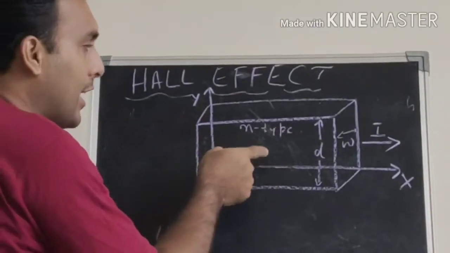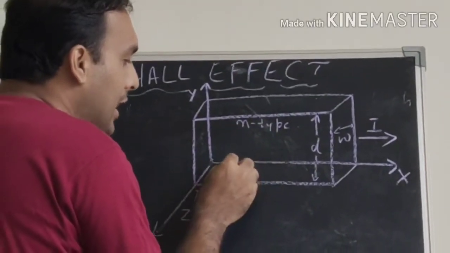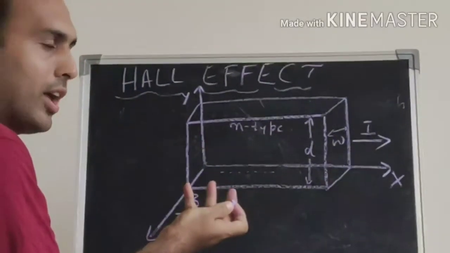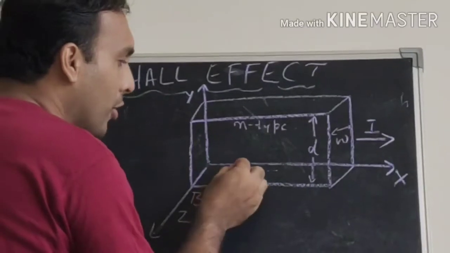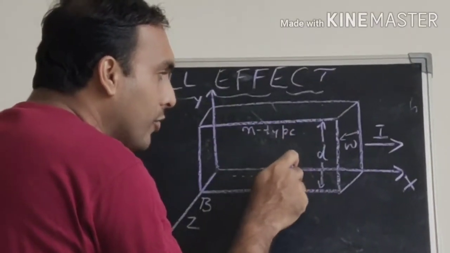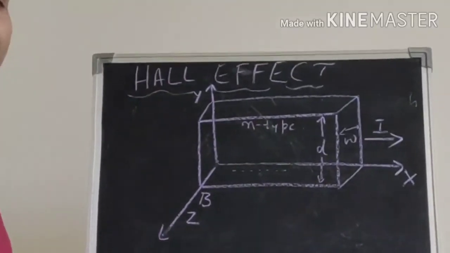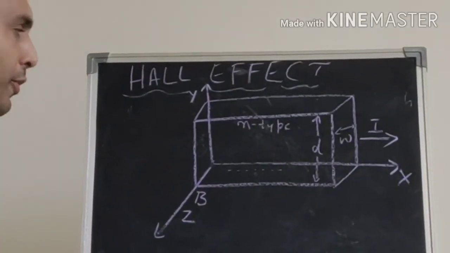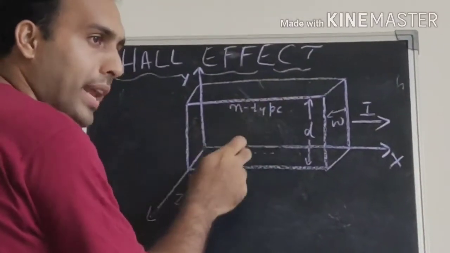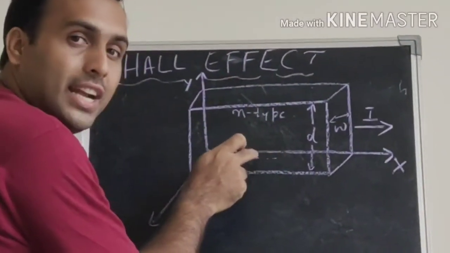So, if you neglect the holes, all the electrons come. That means electrons are negatively charged particles. Therefore, the negative charge accumulates on the lower end of the N-type semiconducting material. Here, the negative charge develops in the lower end.